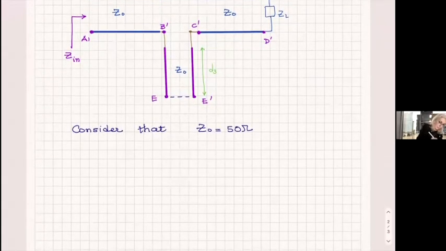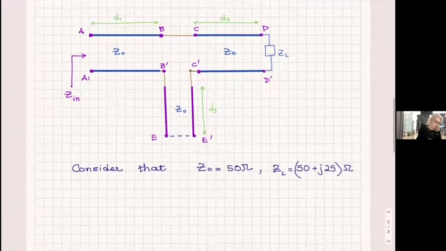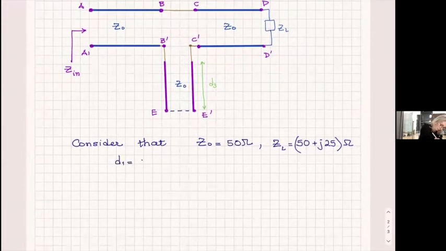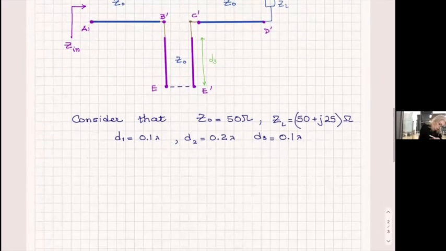Then it's 50 ohms. Then I will assume that ZL is like 50 plus j25 ohms. That's the load. I will assume that D1 is 0.1 lambda, D2 is 0.2 lambda, D3 is 0.1 lambda. Okay, and then I will ask you, say, find Z input at A A prime. Okay, so that is the problem.